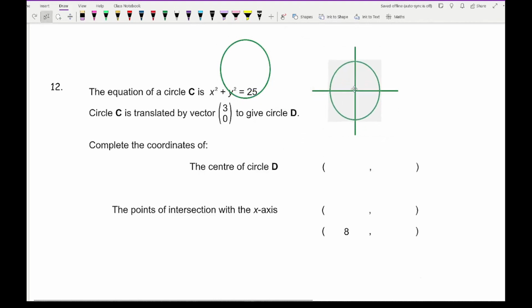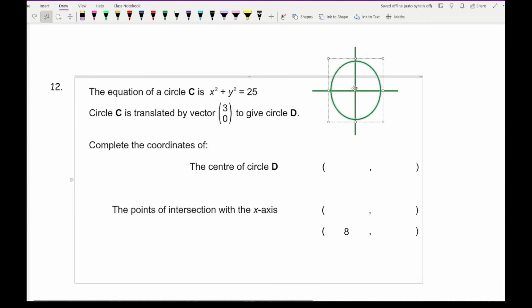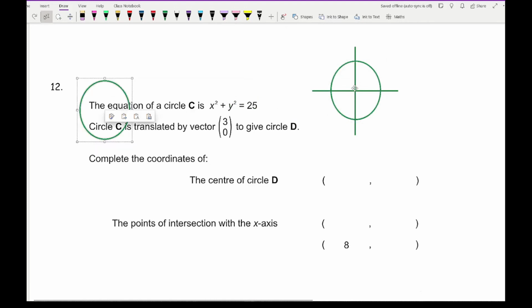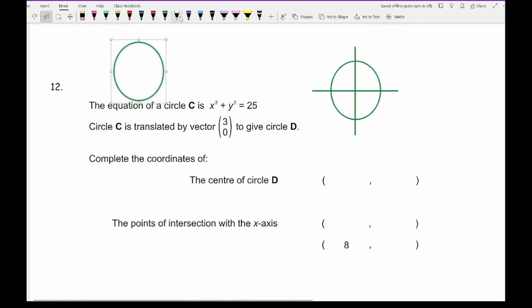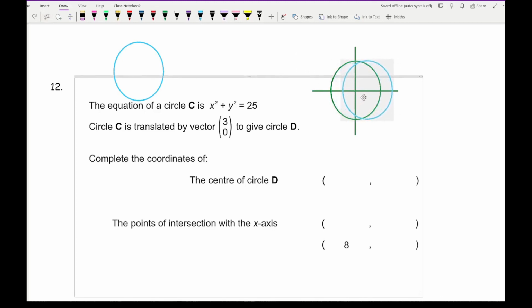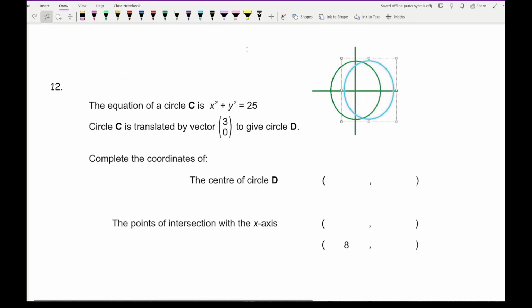Hope this fits. It does. And what I'm going to do with this circle is, let me just give it a different color. So I'm going to move this circle 3 squares to the right, and that's the translation. So these coordinates here, with the radius being 5, so that's 5, that's minus 5, that's minus 5, and that's 5.